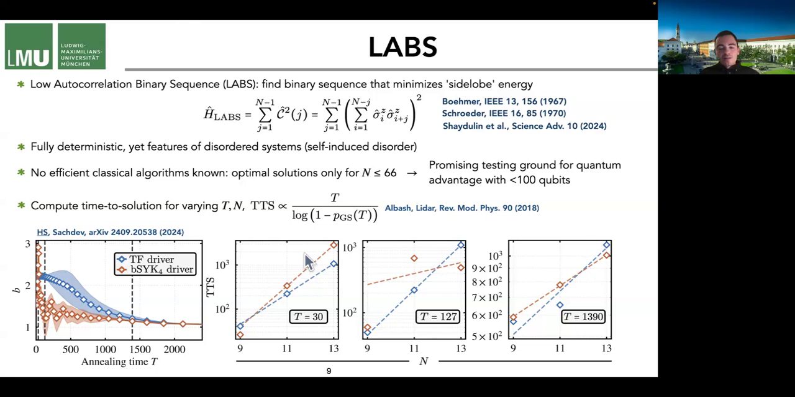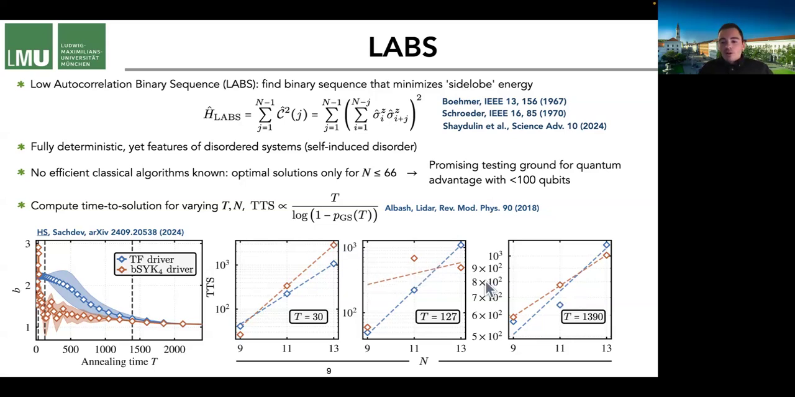And first of all, I should say, you should take all of these results with a grain of salt. They are made only for very small system sizes, so 9, 11, and 13. So extracting the scaling behavior here is certainly quite sketchy, but nevertheless, it can give us some insights into whether the bosonic SYK Hamiltonian can perform better.